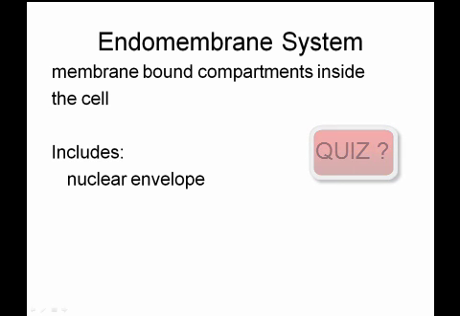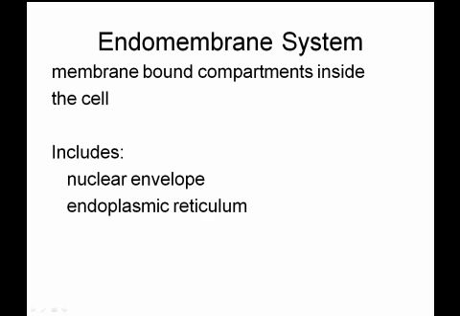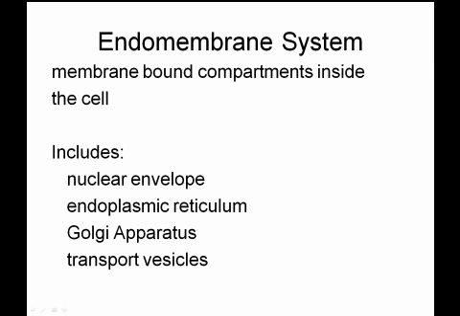The endomembrane system includes the nuclear envelope, which we saw a moment ago. That's the boundary of the nucleus. And then if we move just outside the nuclear envelope, we will see the ER, the endoplasmic reticulum, and then the Golgi apparatus. And then lastly, there are a number of transport vesicles that break away from the Golgi apparatus. We'll discuss each of these components of the endomembrane system individually, and then we'll look at a diagram that puts it all together.